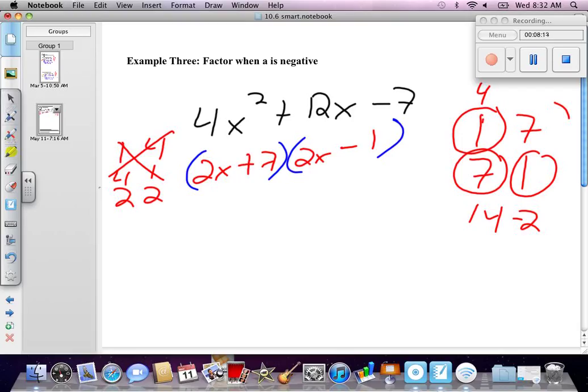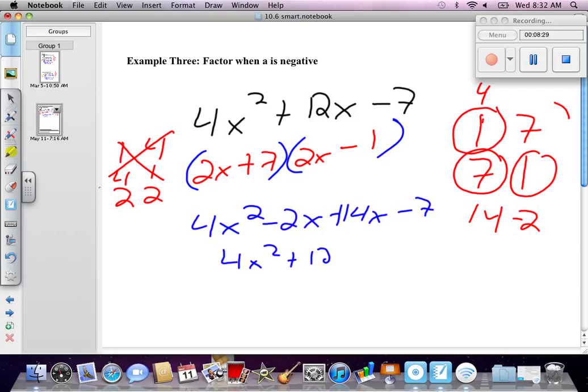Let's FOIL it out to make sure it works. 2x times 2x is 4x squared. 2x times negative 1 is negative 2x. 7 times 2x is 14x. 7 times negative 1 is negative 7. We get 4x squared plus 12x minus 7.